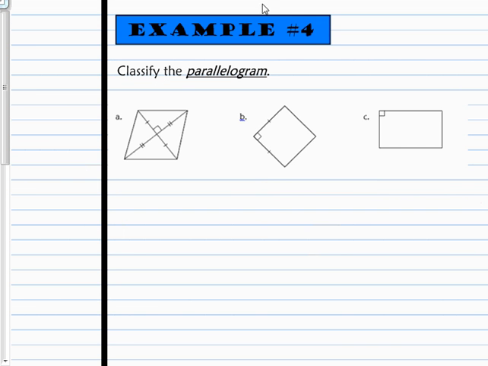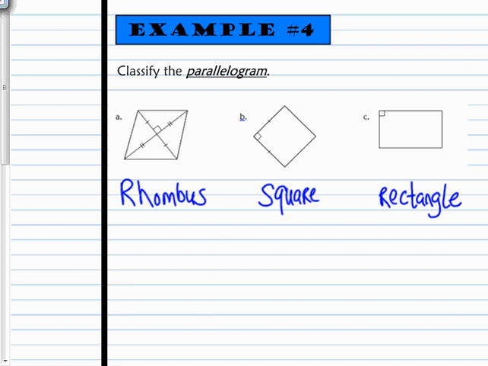Classify the parallelogram. So you're simply going to name what type of parallelogram you think it is. Go ahead and pause the video and try A, B, and C. Okay, example A is a rhombus.